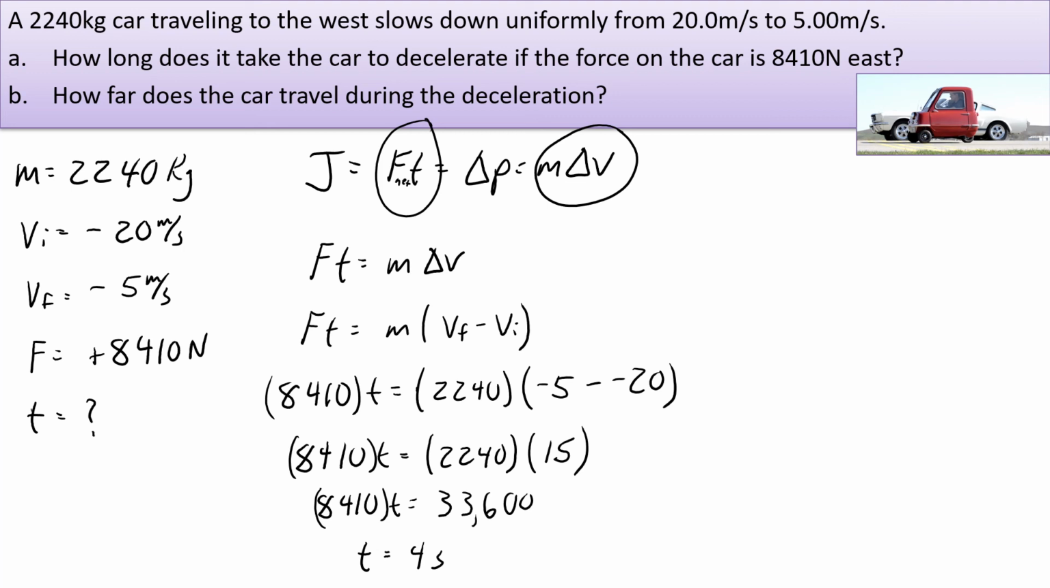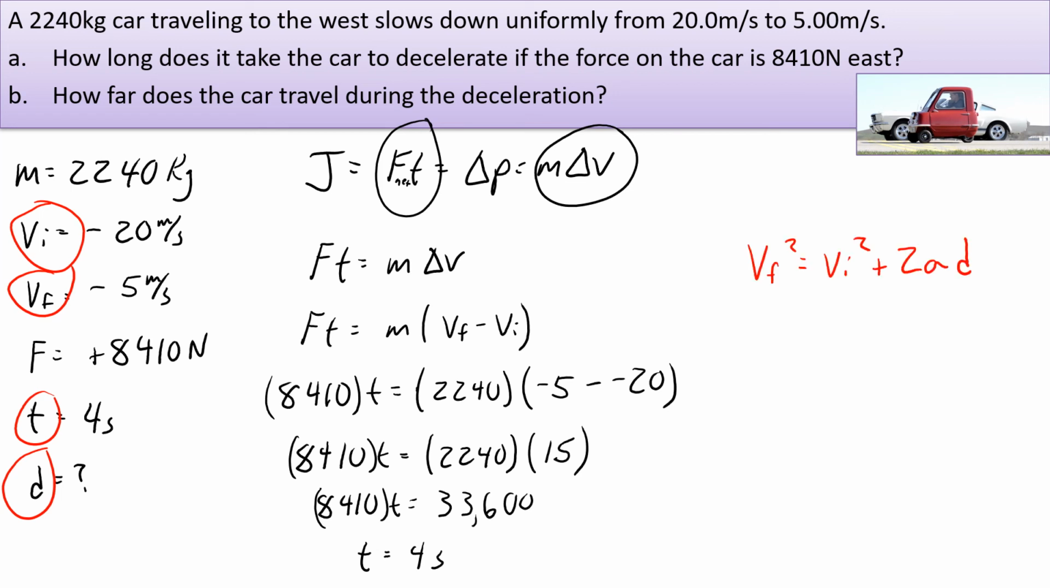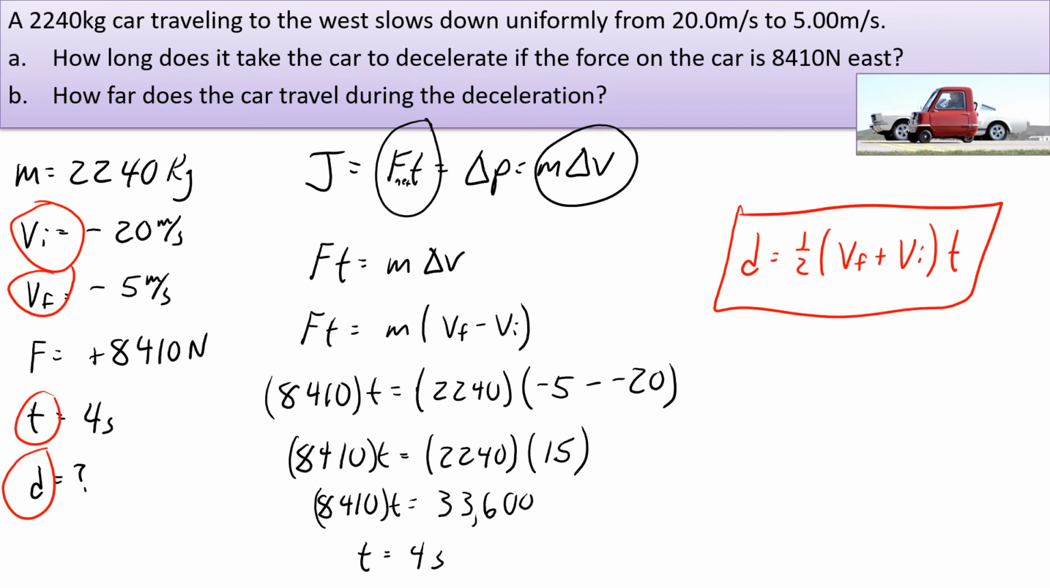Okay, so now that we know the time, we'll be able to use a kinematic equation to find the displacement given the initial velocity, final velocity, and the time. Which equation would you use to find the displacement? Oh, not that one. Don't forget about the secret formula. Yes, kinematic equation review.